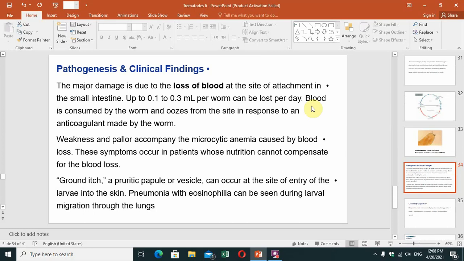Ground itch is a pruritic papule or a vesicle that can occur at the site of the entry of the larva into the skin. Pneumonia with eosinophilia can be seen during larval migration through the lungs.